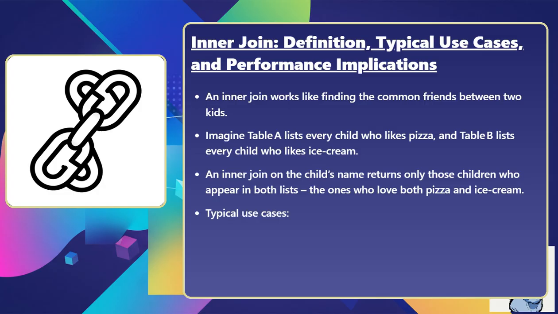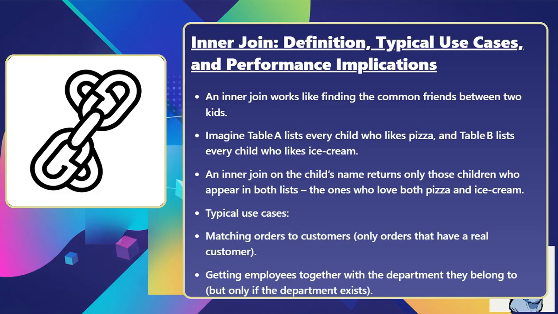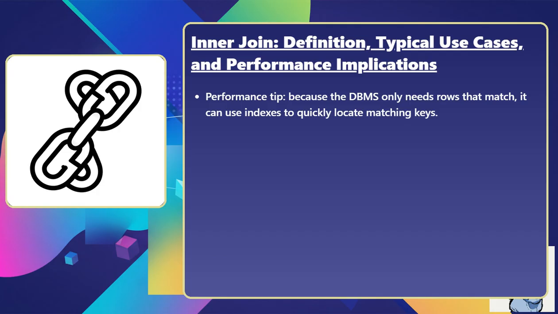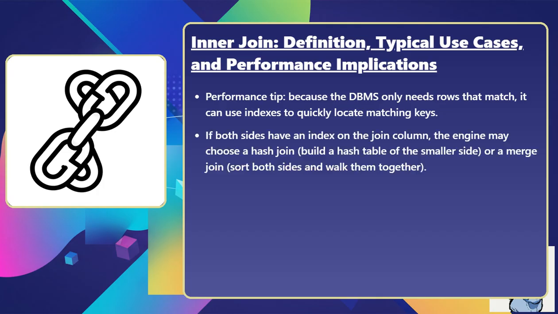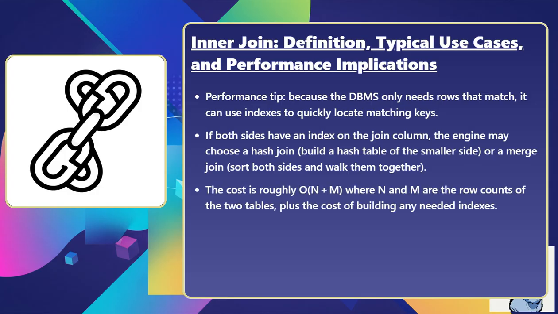Typical use cases: matching orders to customers, only orders that have a real customer; getting employees together with the department they belong to, but only if the department exists. Performance tip: because the DBMS only needs rows that match, it can use indexes to quickly locate matching keys. If both sides have an index on the join column, the engine may choose a hash join, build a hash table of the smaller side, or a merge join, sort both sides and walk them together. The cost is roughly O(n plus m), where n and m are the row counts of the two tables, plus the cost of building any needed indexes.